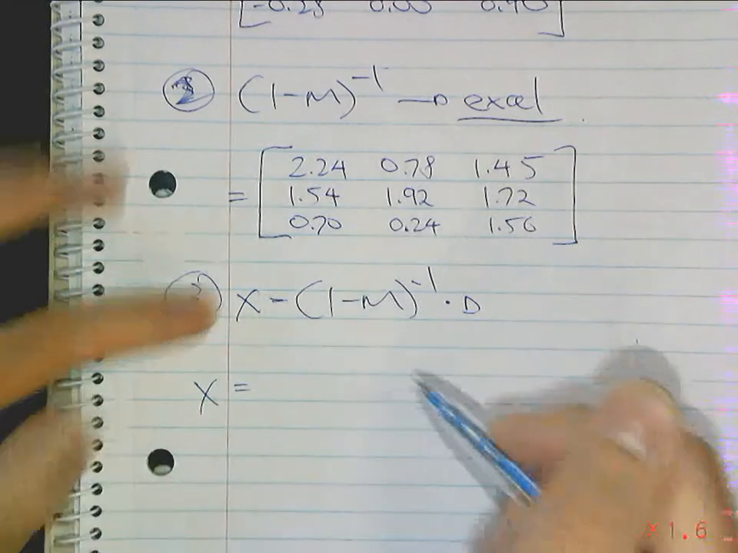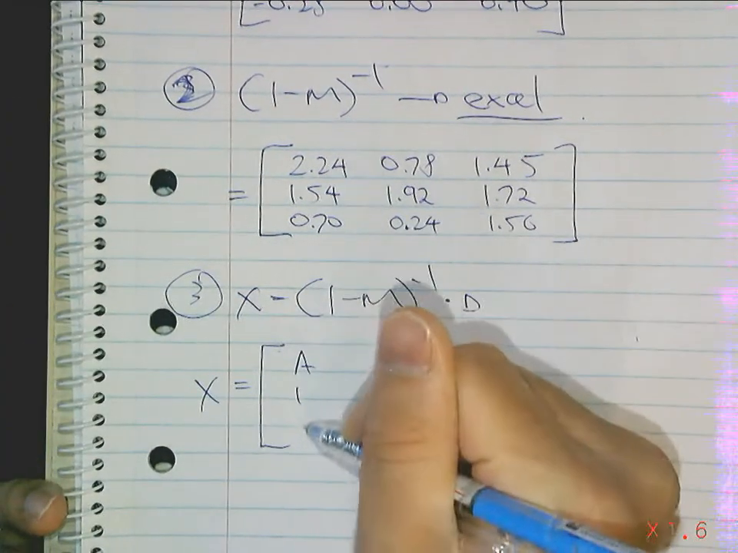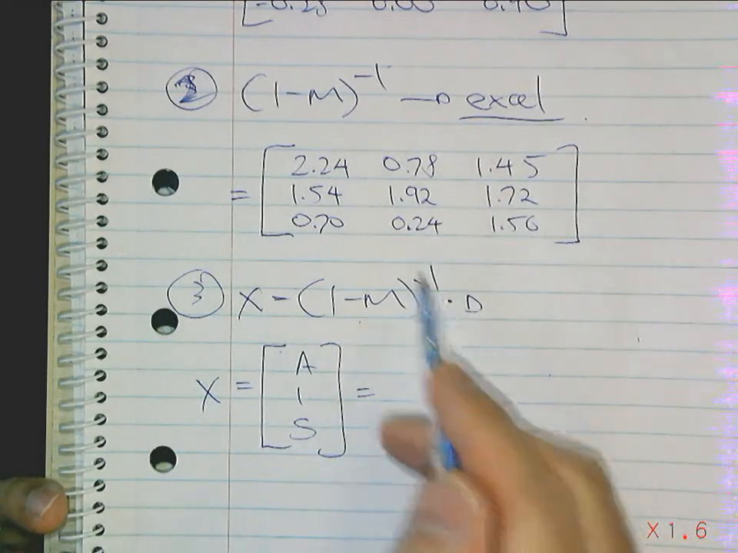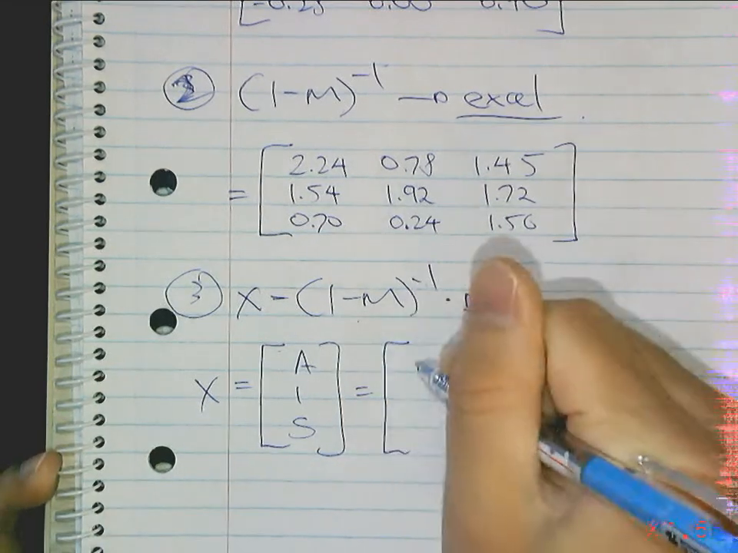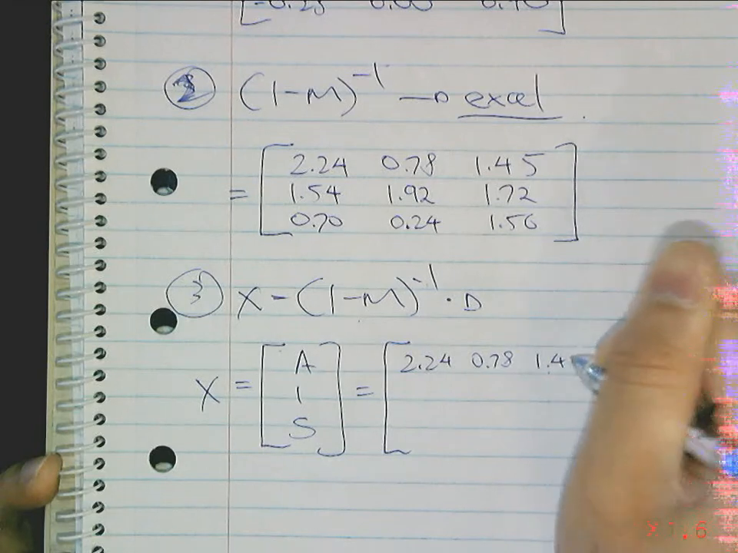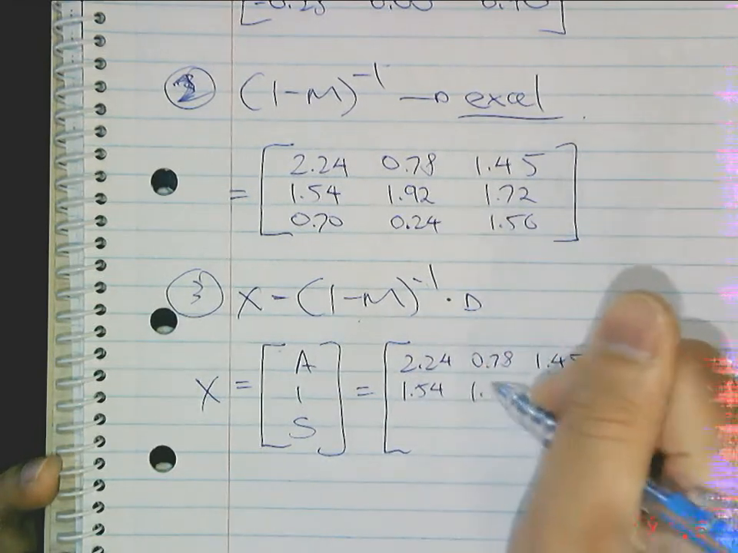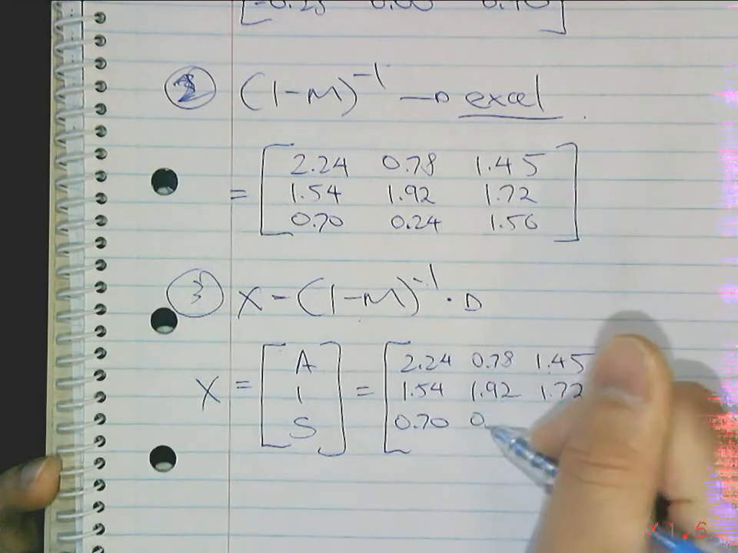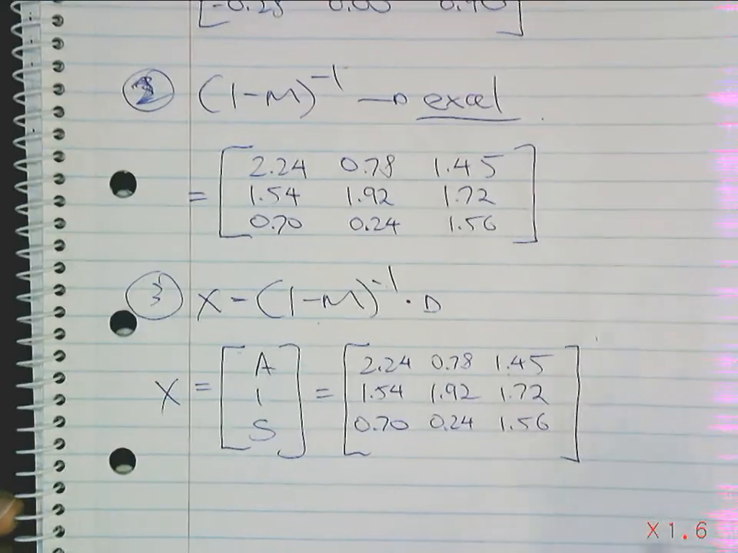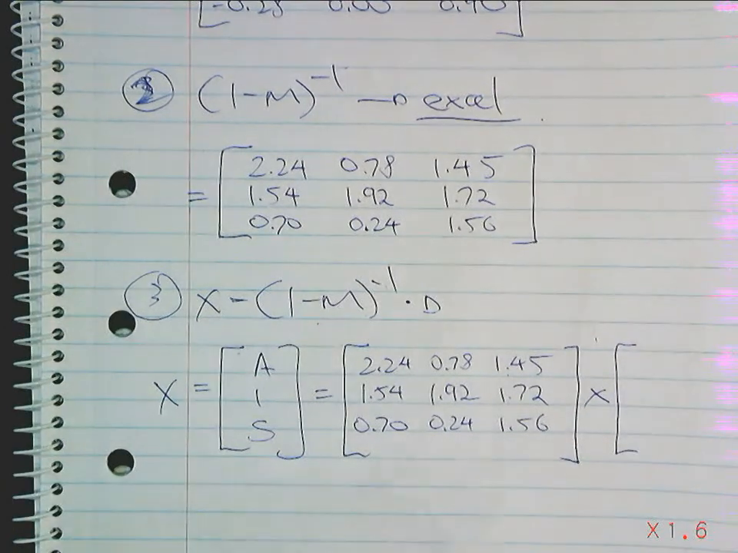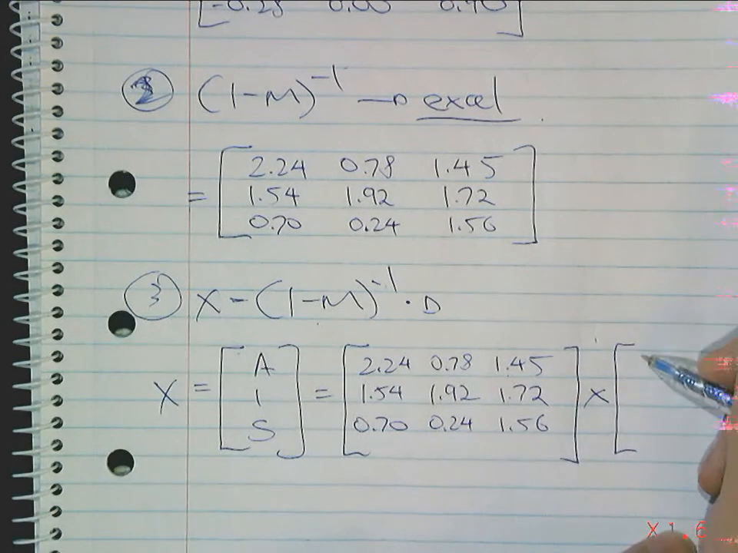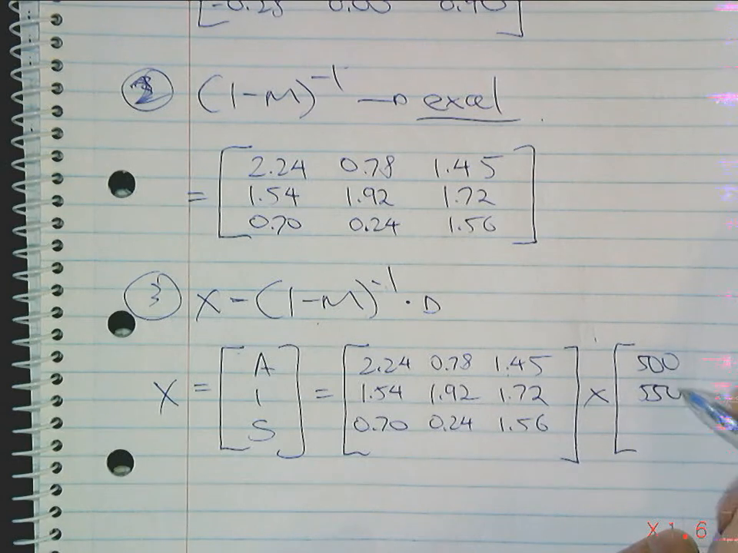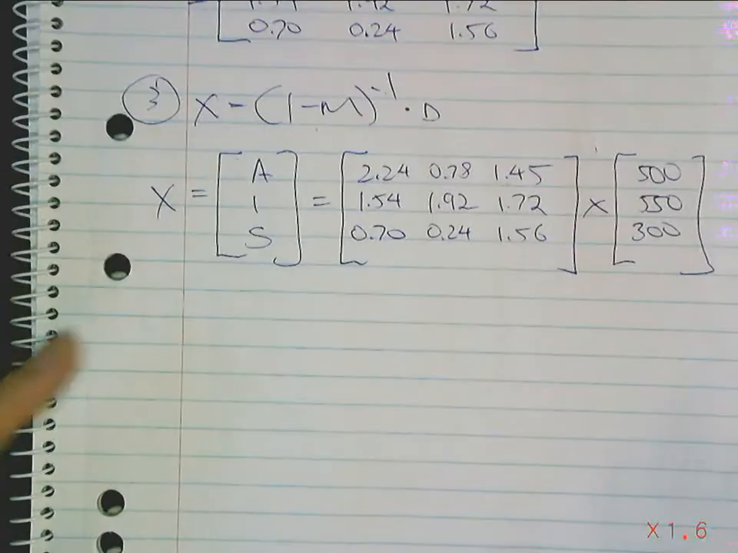Let's set this up. What's your x? It contains your unknown variables. So we put them in the same order: a, I, s, which is equal to the inverse of I minus m, which we found here, and then you're going to multiply that with d. What's your d matrix? That contains the numbers of your final or external demand. So if we go back to the question sheet, that's these numbers here: 500 from agriculture, 550 from industry and 300 from financial services, but you have to put them in that same order. So 500, 550, and 300.